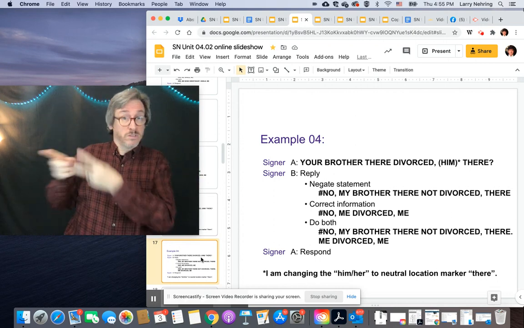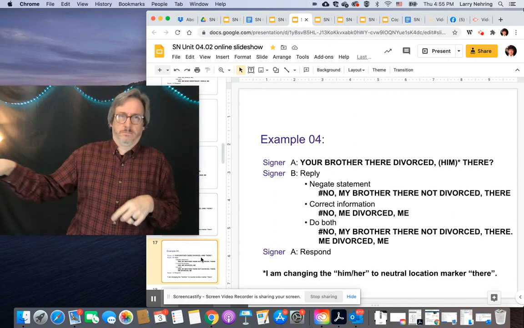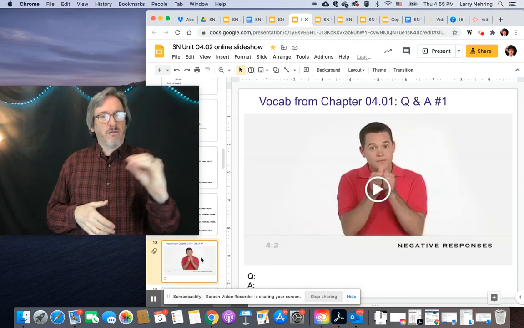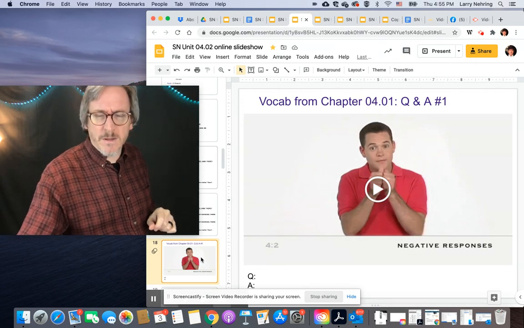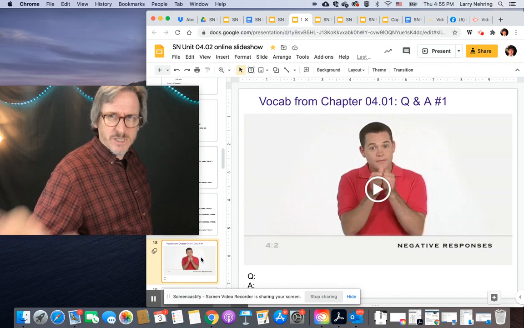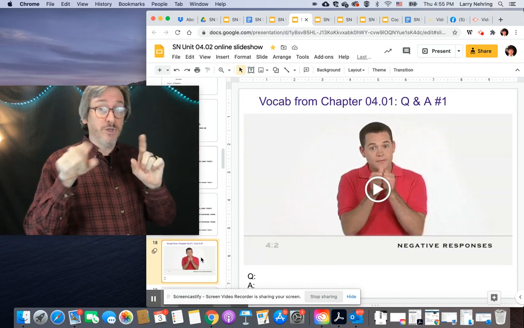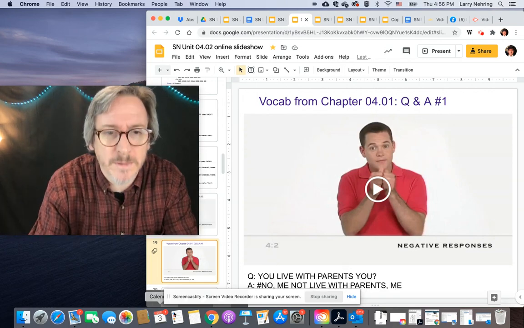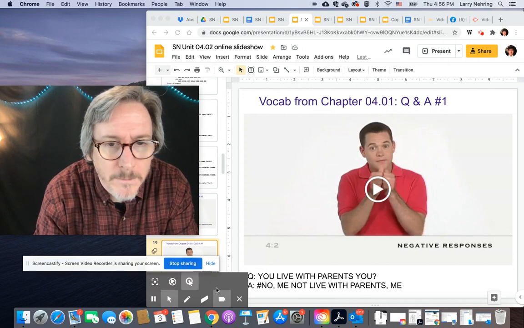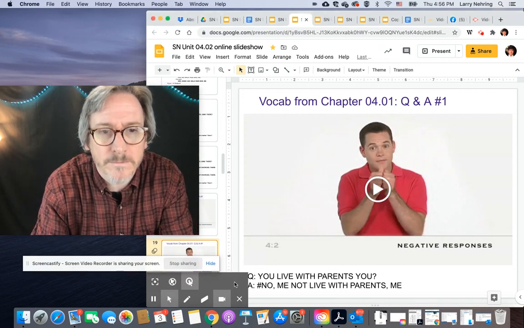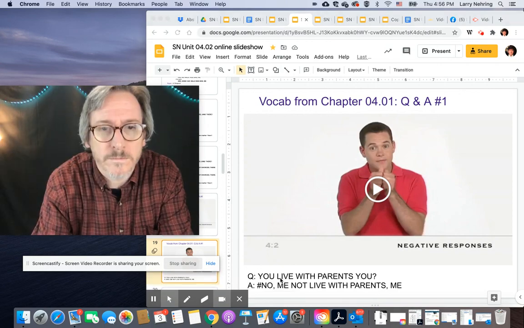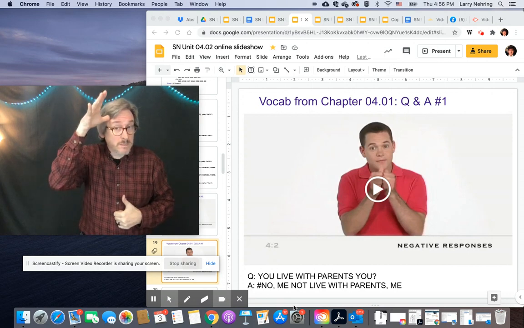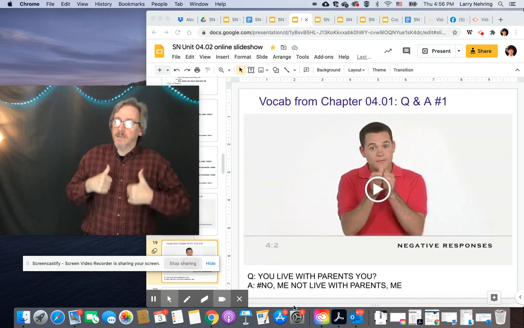You could correct them with this. There are also, I think, four questions with answers. Here we have both question and answer. Do you live with your parents? I believe is the first one. So I've put down at the bottom, let me move this over out of the way. Do you live with your parents? No, me not. Not live with parents.